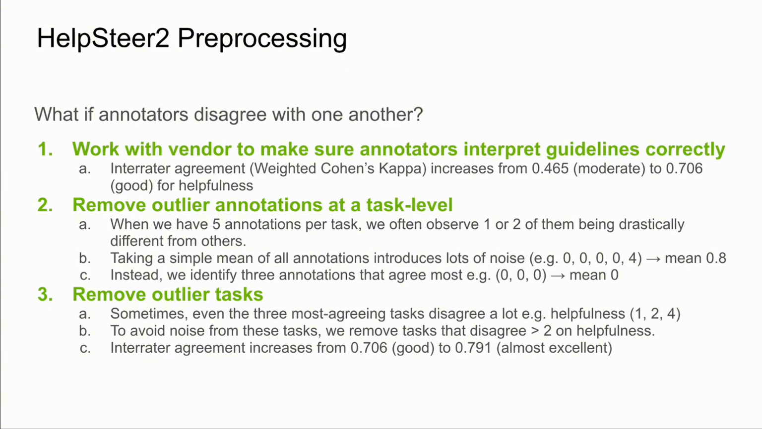For a small proportion of tasks, I think about 10%, even the 3 most agreeing annotators disagree a lot. Because of that, we just remove the whole thing, because we believe that rather than introducing noise to our training, we would rather discard this so that we can learn from other samples instead. By doing this, we improved our inter-rater agreement to about 0.79, which is really good compared to the start, where we only had 0.465.